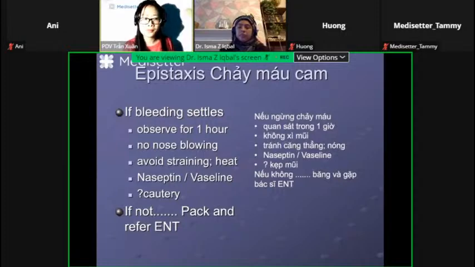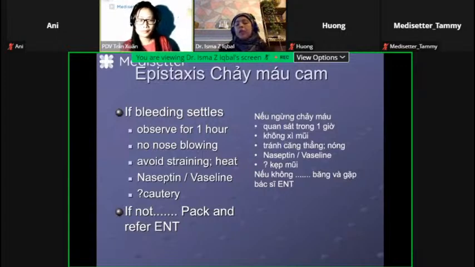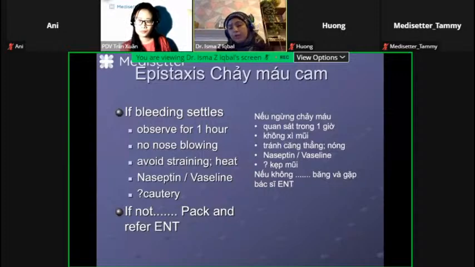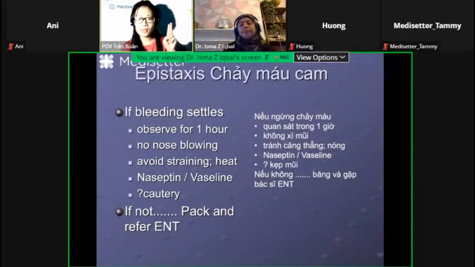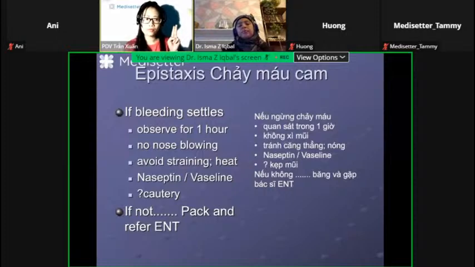If they're having recurrent bleeding and you can see a bleeding point on the anterior aspect of the nose, into where Little's area is, you could cauterize that. You can only cauterize one side at a time, so you do one side, wait for 6 weeks, and then do the other side.